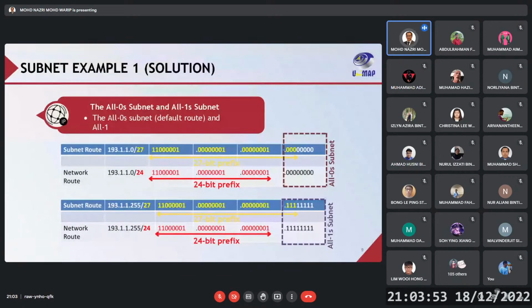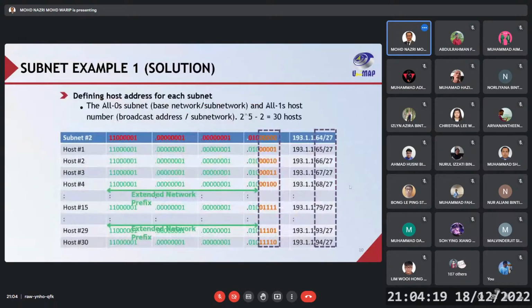Okay, next. Remember the answer just now. Why 30 devices? Because for the network route, that means all 0s, and this one actually is broadcast. Okay, this one is for broadcast, not network route. That's why we call it all 0 and all 1. So remember just now, one is for the broadcast address and one for the subnet network, which leaves 30 hosts.